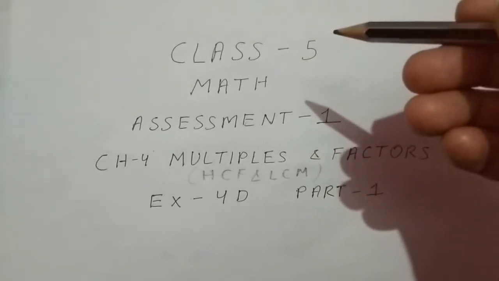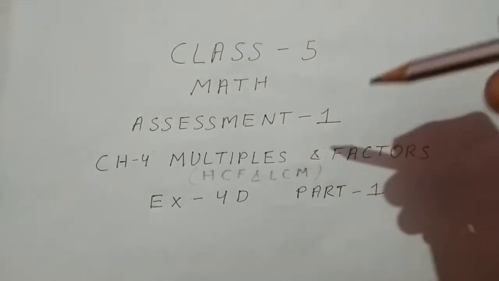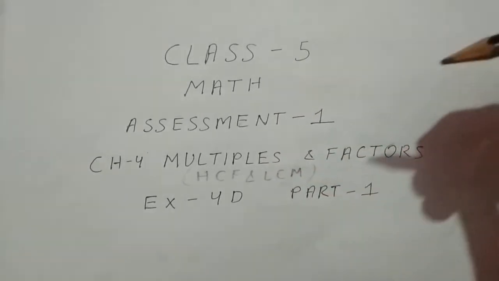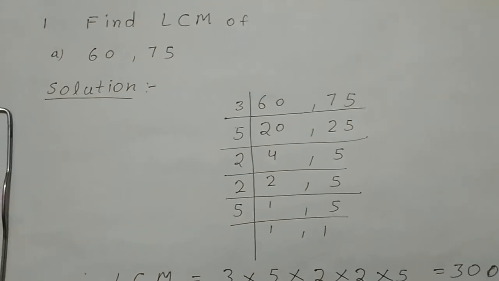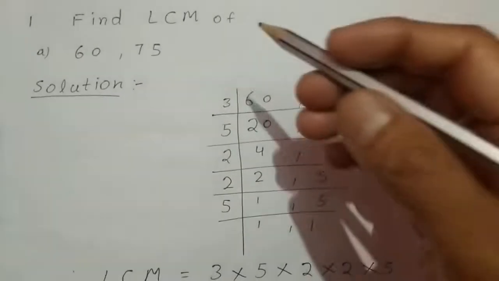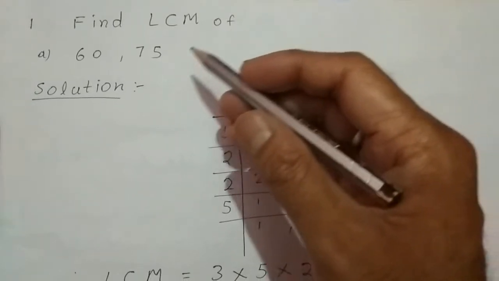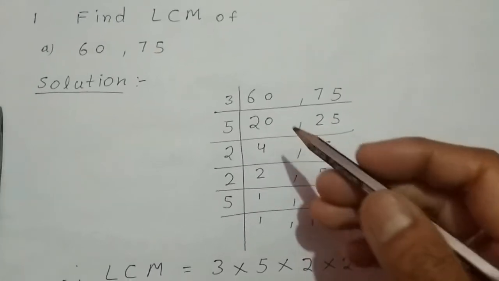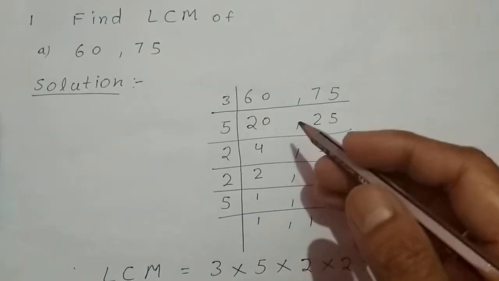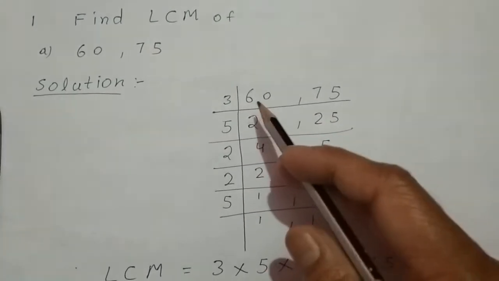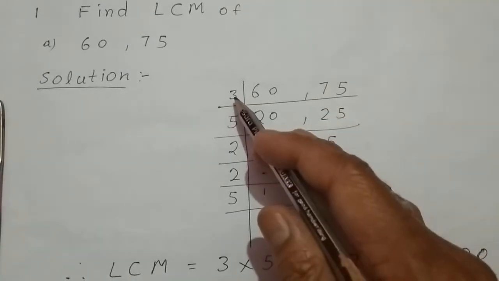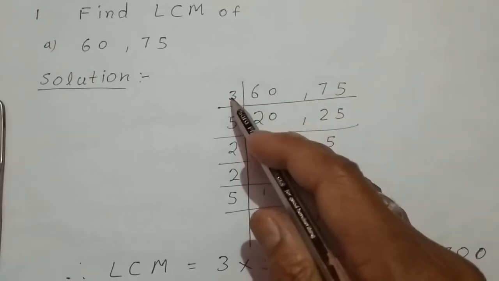Today I am Singh going to start class 5 math assessment 1, chapter 4, multiples and factors, HCF and LCM, exercise 4D part 1. Let's start. So student, find LCM of 60, 75. We find LCM by this division method. So let us start. 60, 75.